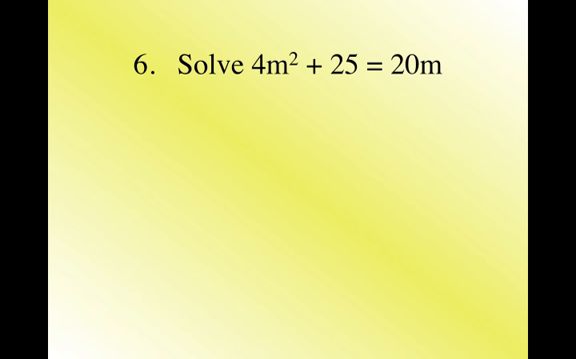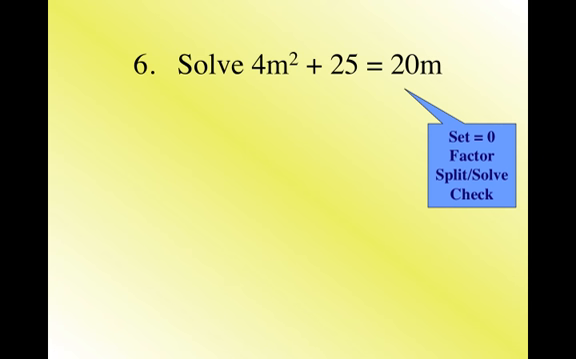Okay, number 6. This one is also not equal to 0, so I want you to see if you can take a second to try to put it equal to 0 and in descending order. Go ahead and pause if you need to. Okay, you're going to subtract 20m from both sides, and when you do that, it's now in descending order. 4m squared minus 20m plus 25 equals 0.